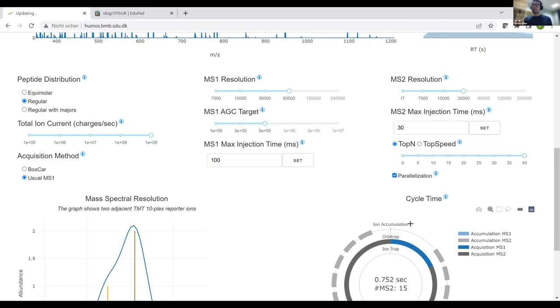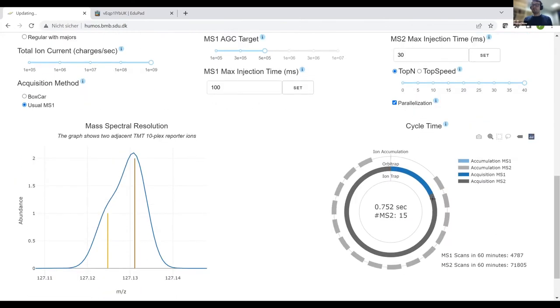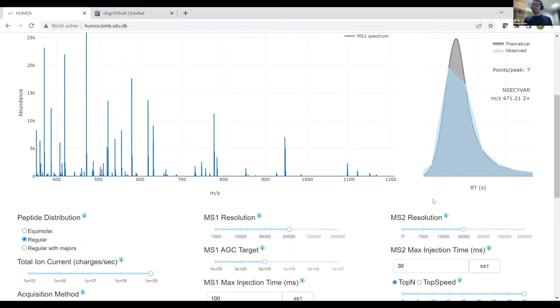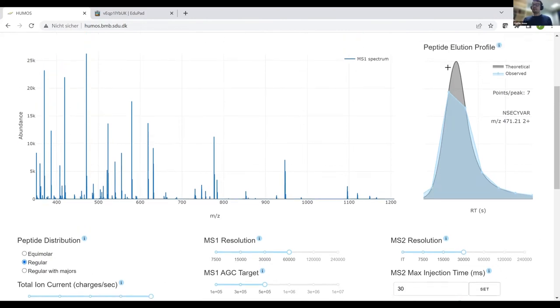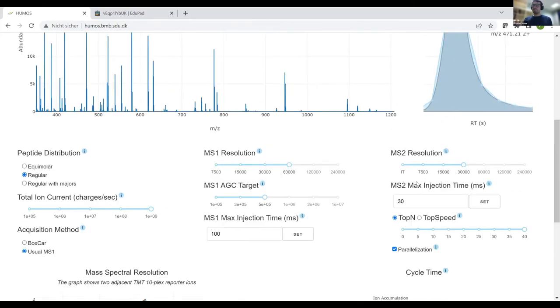I think you're right that it's lagging a bit. Maybe it's not used to having so many users at the same time. Okay, see, it finally updated, and you see here we are actually really borderline to accurately describing this peptide elution profile just because our cycle time is now 3 seconds or so.